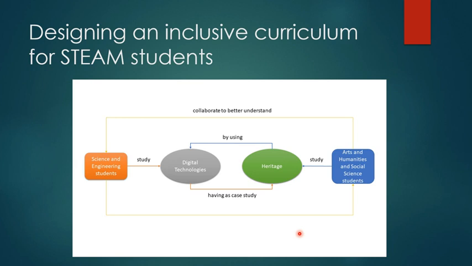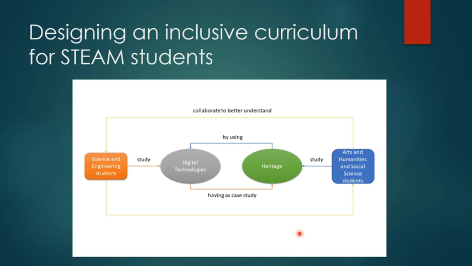And we have, on one side, science and engineering students, and then arts, humanities, social science students on the other side, all with different skills, but capable of approaching the same problem from different angles. And to ensure success and the best experience, enabling success for all, the ideal is that they should collaborate to better understand the problem at hand.